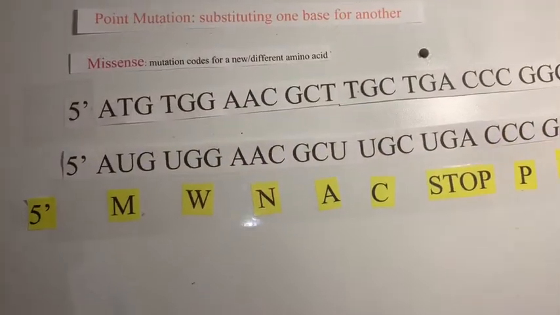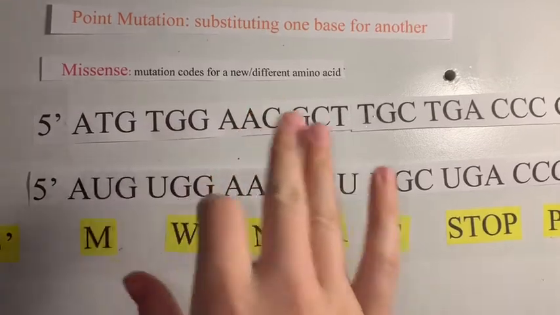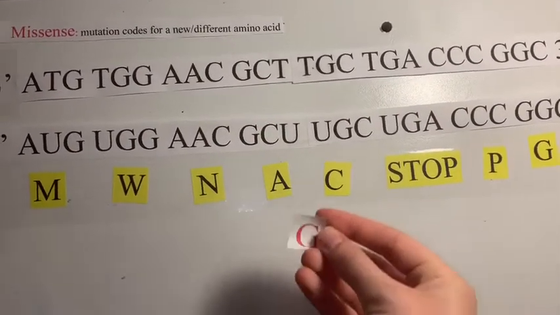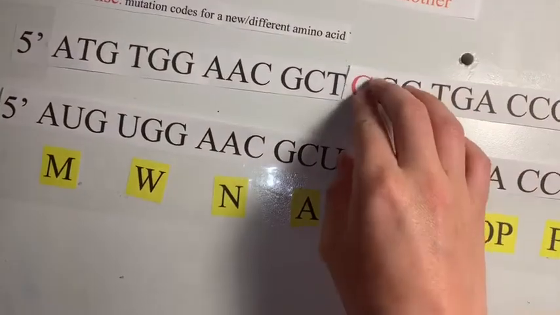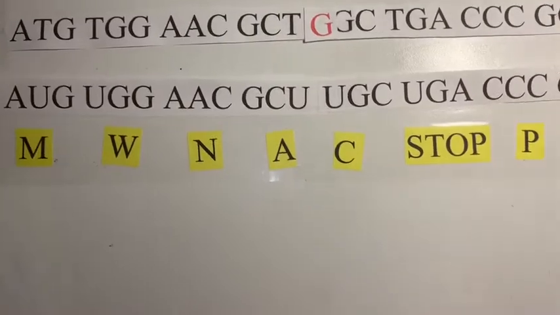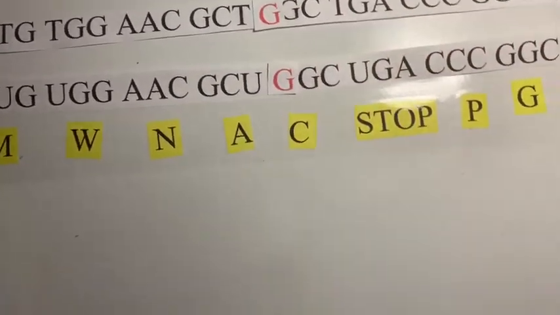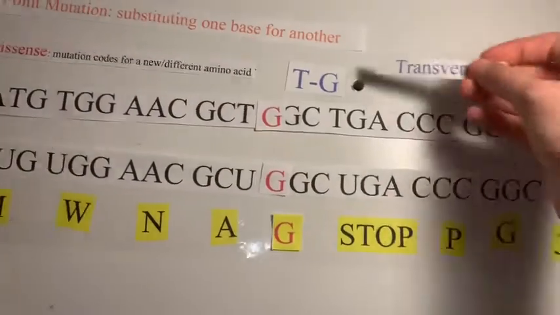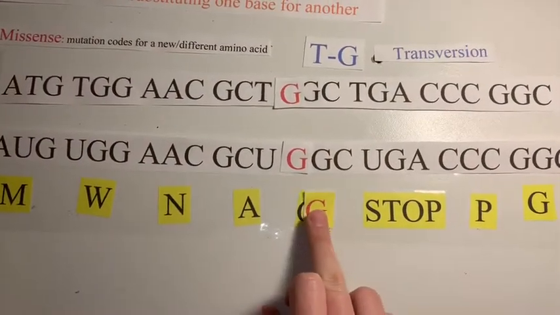The second type of point mutation effect is going to be missense, which is when the mutation codes for a new or a different amino acid. So what we're going to do is take this G base pair and change that T right there to a G. This in turn causes the RNA to turn into a G as well, which codes for the G amino acid. So this is a T to G base pair change, which is a transversion point mutation. And you can see how the amino acid changes.